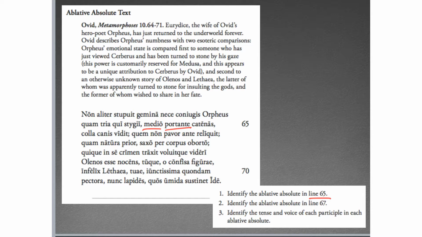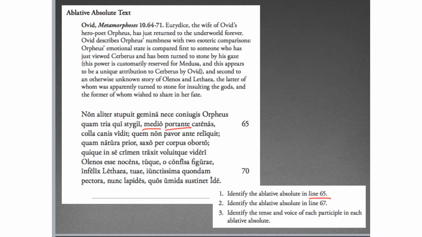He lost her forever. This is describing Cerberus, the three-headed dog that, of course, guards the underworld. And at this point, it's talking about Cerberus's neck, his heads, and saying with the middle neck, with the middle head, holding or having or carrying the chains. All right, and then in line 67, there's another one, and again, pause to kind of figure it out on your own, and then, of course, I'll give you the answer.